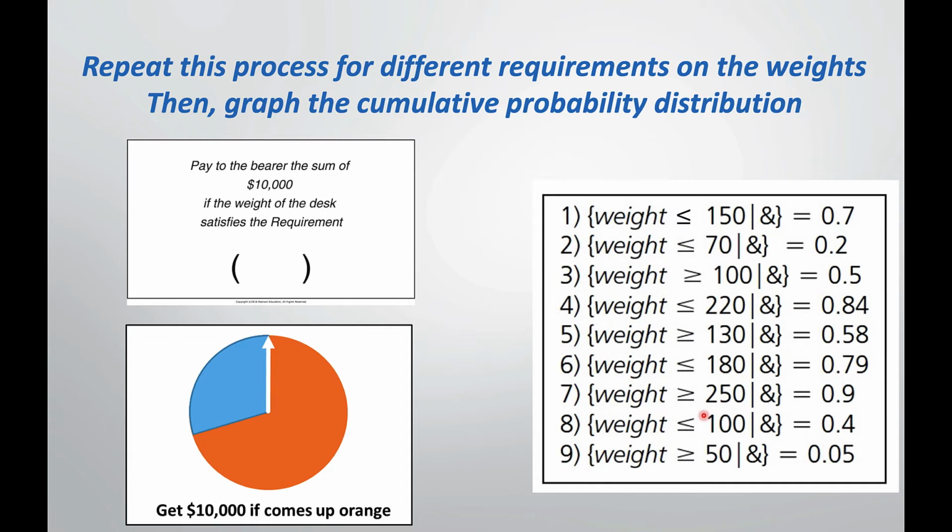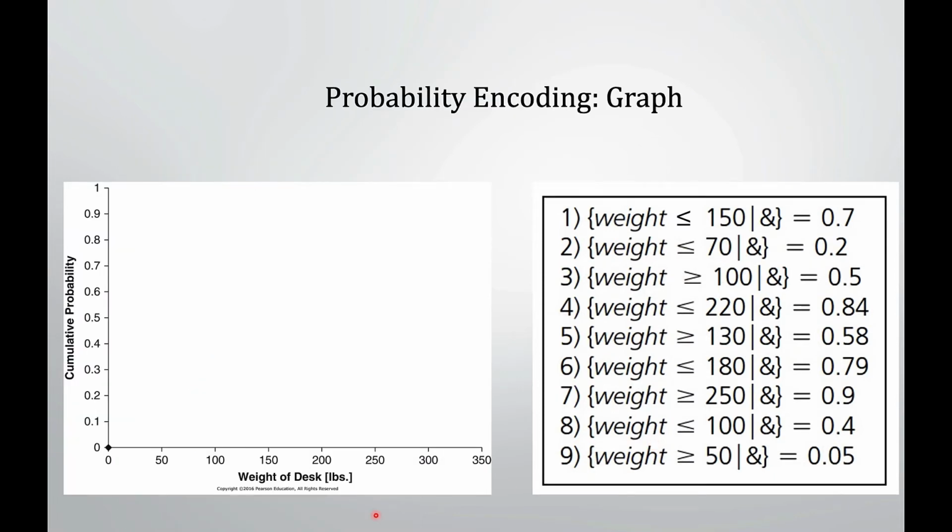What we can do, like what we did with your preference probabilities, is use a graph to represent the probabilities that you have assigned to all these events, okay? So what we want to do is a graph of the cumulative probabilities of the weight of the desk, okay?